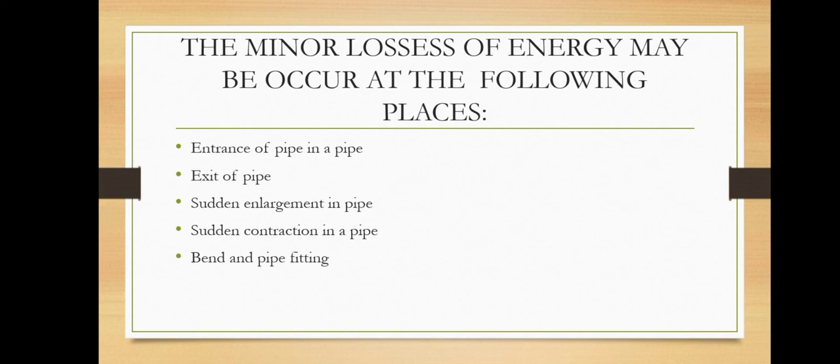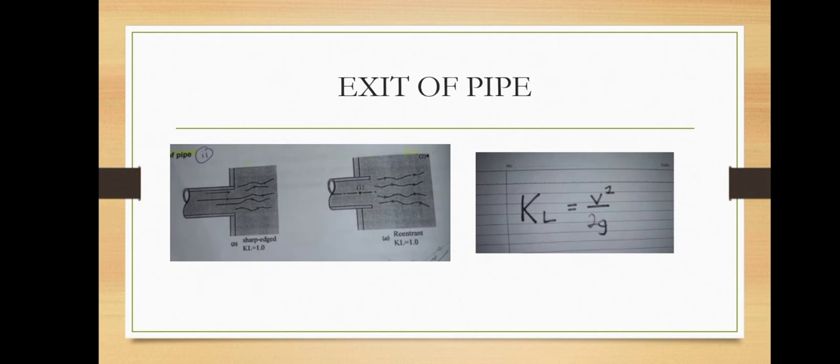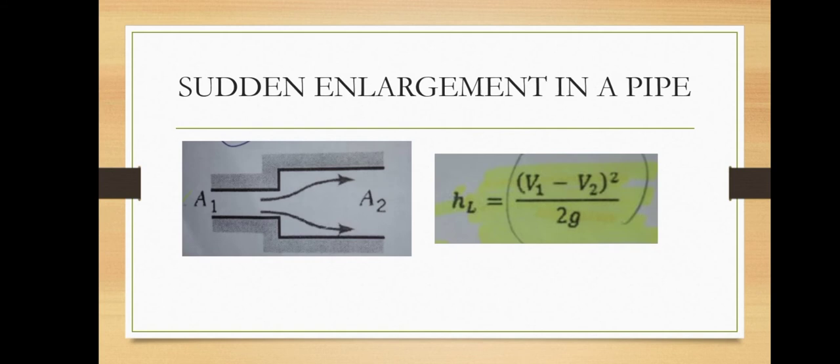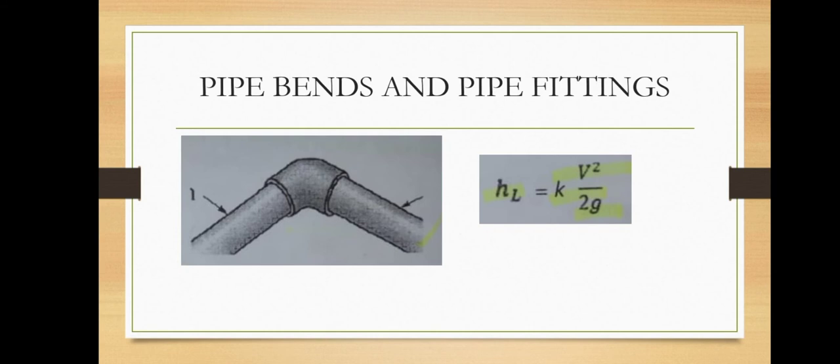And this is the diagram of entrance of pipe. And we are moving on to exit of pipe. And this picture shows the sudden enlargement in a pipe. And this is sudden contraction in a pipe. And the last one, pipe bend and pipe fitting.